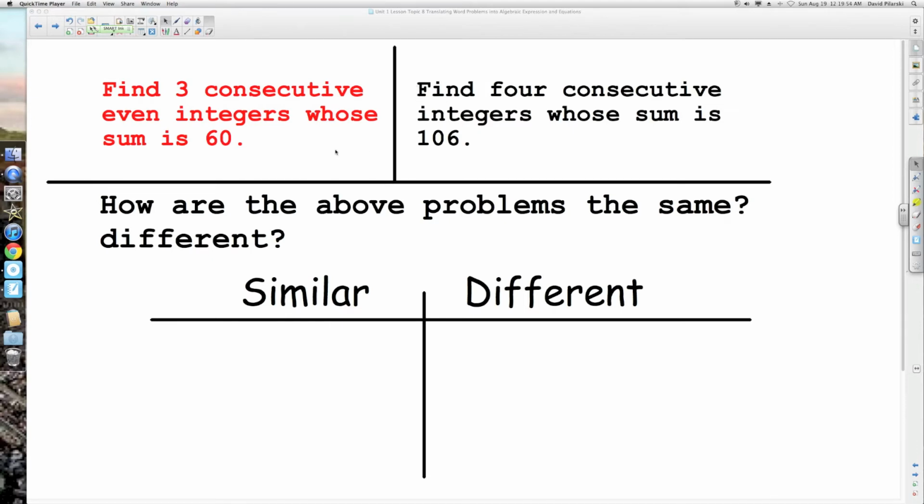What I'd like you to do now is pause the video, write down, or actually first reread the problems to yourself, the problem on the left and the problem on the right. Write down everything you see that's similar and everything you see that's different. When you can't find any more similarities and differences, restart the video, come back, and compare what you wrote to what I wrote.